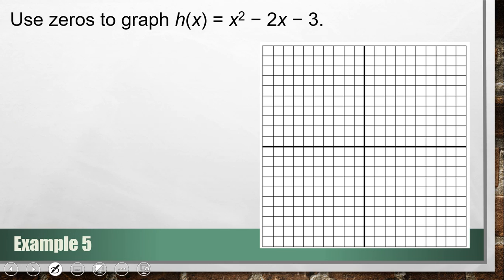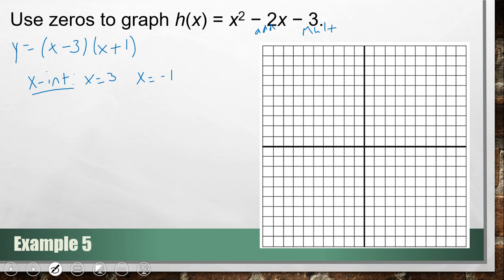Last question here says use the zeros to graph x squared minus 2x minus 3. So let's start by factoring this because we want to graph it in factored form. So I'm going to find something that's going to multiply to negative 3 and add to negative 2. So hopefully you're thinking x minus 3 and x plus 1. I'm going to change this to y equals. So let's find our x-intercepts. It's just the opposite of those values there. So I've got x is equal to 3 and x is equal to negative 1, or it's the points 3, 0 and negative 1, 0. So let's plot those. Negative 1, 0 and 3, 0.